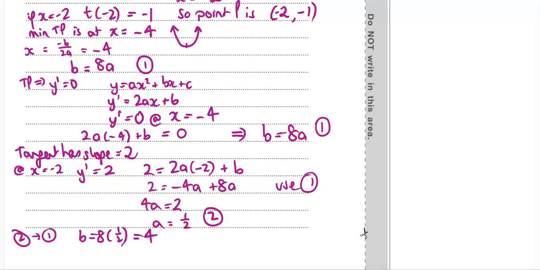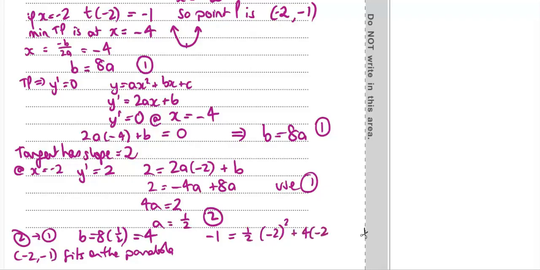And finally, we know that (minus 2, minus 1) fits on the parabola. So minus 1 equals ax squared plus bx plus c. So minus 1 equals 2 minus 8 plus c. Minus 1 equals minus 6 plus c. I get c equals 5. So they're my answers. A is a half, B is 4, C is 5.